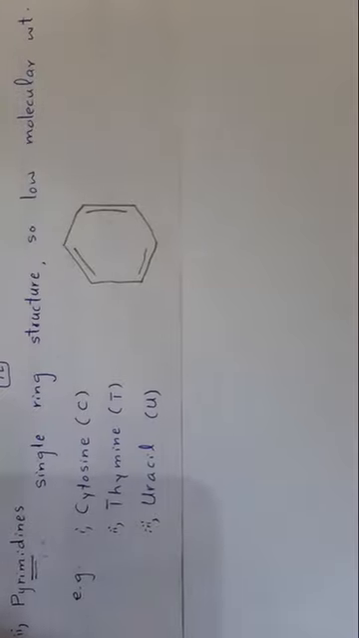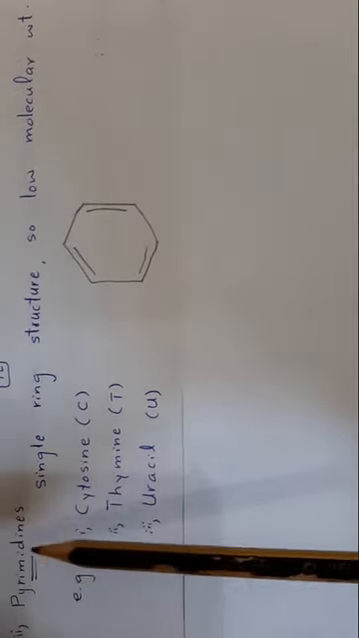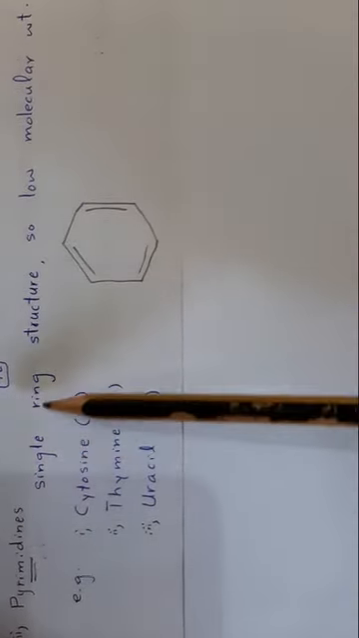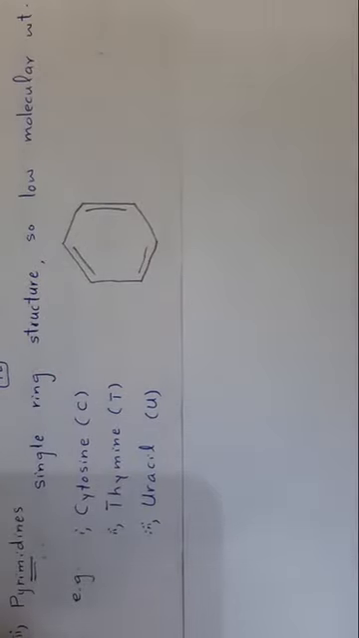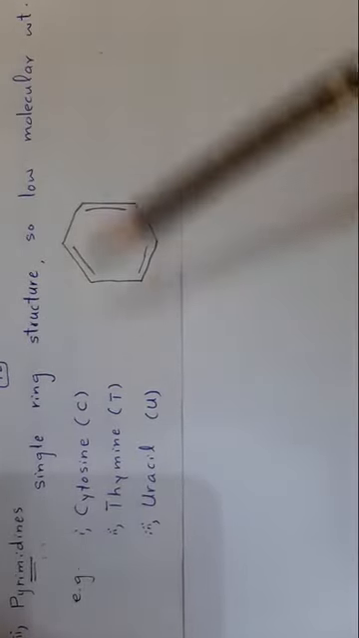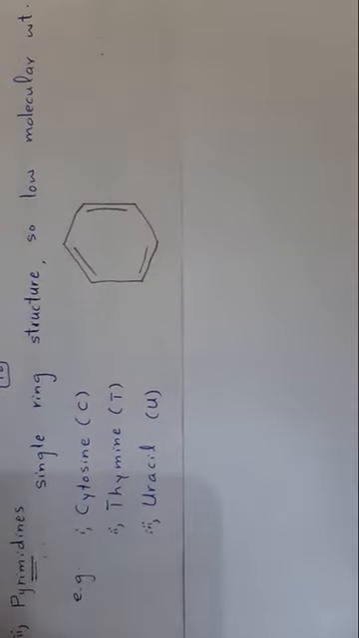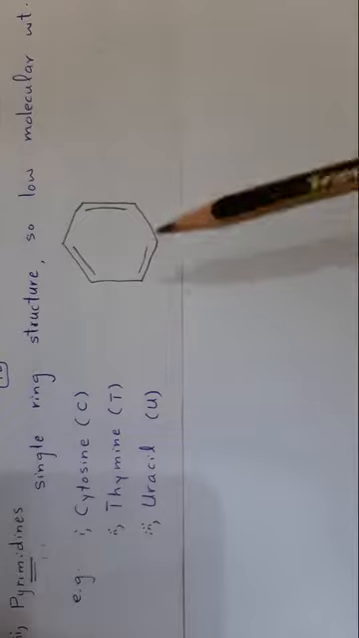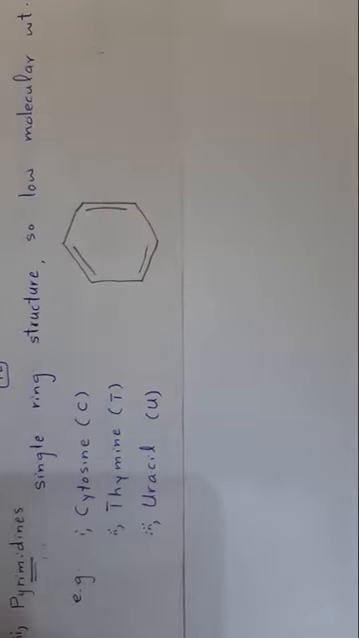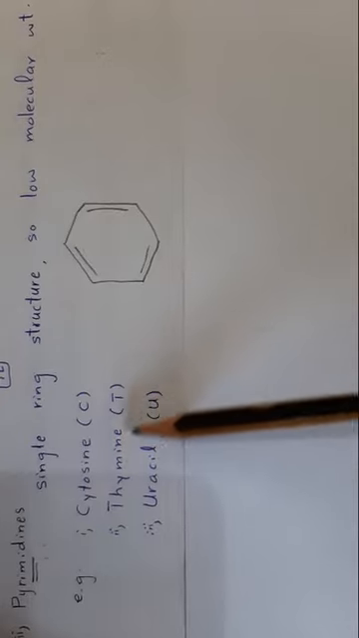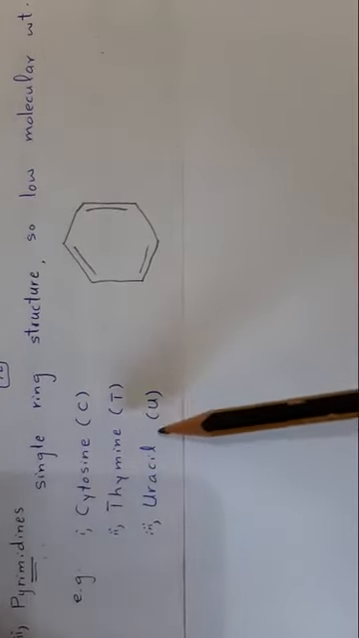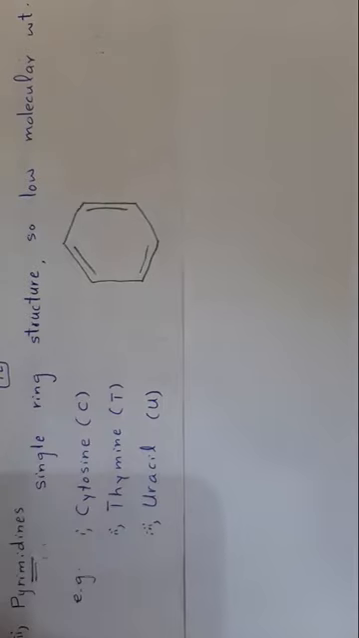The second type of nitrogenous bases are pyrimidines. Pyrimidines have a single ring structure, so therefore they have low molecular weight. Examples of pyrimidines are cytosine, thymine and uracil. Look into the structure, they have only one ring. Remember that uracil is present only in RNA instead of thymine. Uracil is not part of DNA.